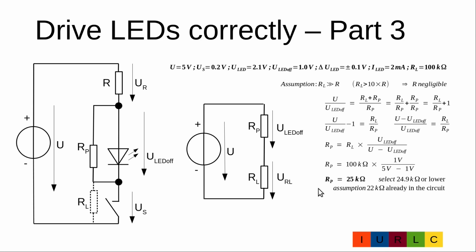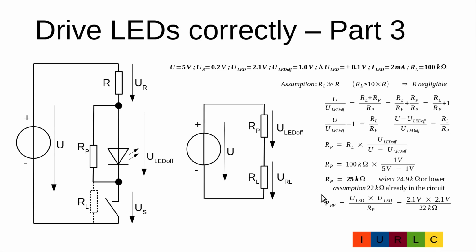Now let us assume that in another part of the circuit is already a 22 kilo ohm resistor. In this case we will select 22 kilo ohm to reduce the part complexity and the cost of the circuit.